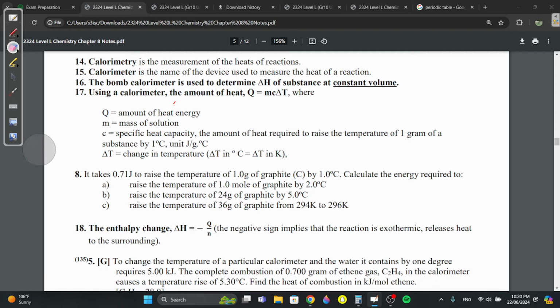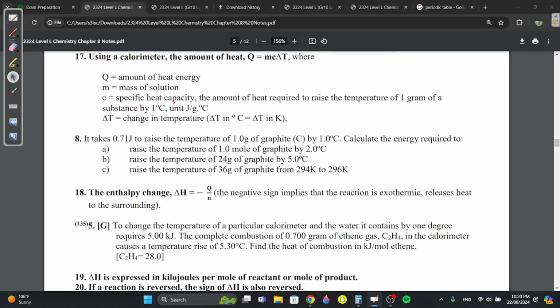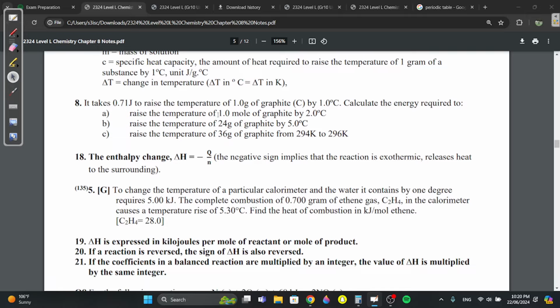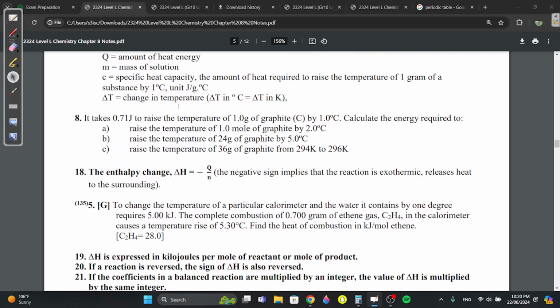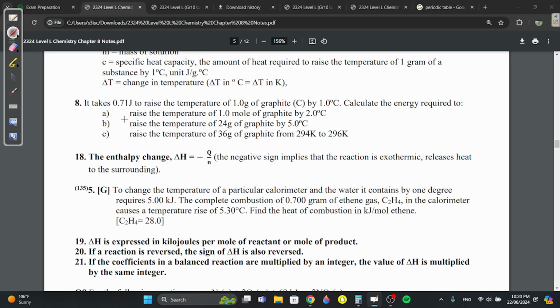That's obvious as well. I'm going to solve the questions here, and I'm going to solve the questions in the course revision, because I think honestly it's going to come in the written. It takes 0.71 joules to raise the temperature of 1 gram of graphite by 1 degree Celsius. So definitely this is my C. Calculate the energy to raise the temperature of 1 mole of graphite by 2 degrees Celsius. Graphite is carbon, by the way, and you know carbon equals 12.